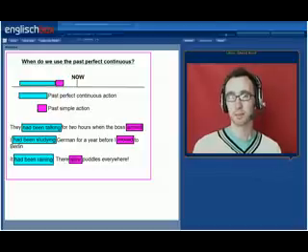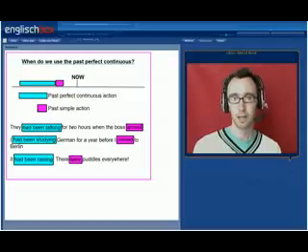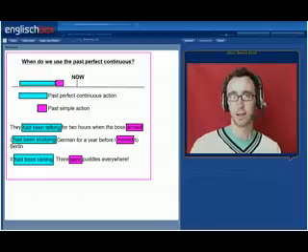We often use the past perfect continuous in preference to the past perfect simple to talk about the duration of the action and to show that the action happened just up to the point in the past simple time or action. So just before this past simple action occurred, we were doing something else.